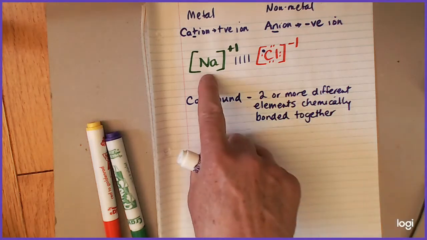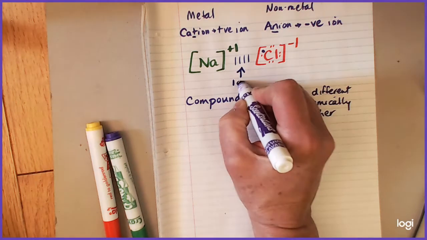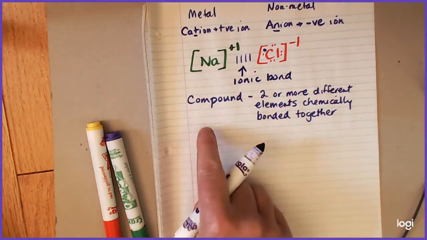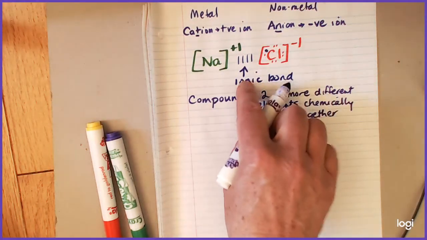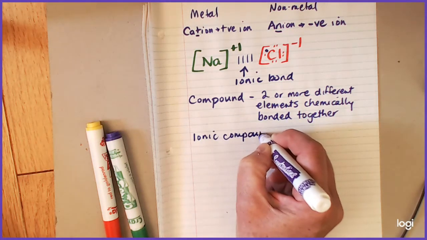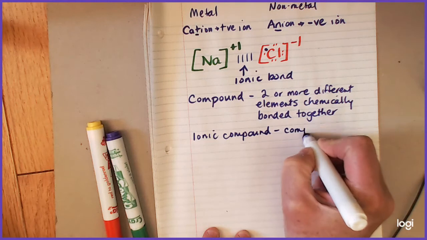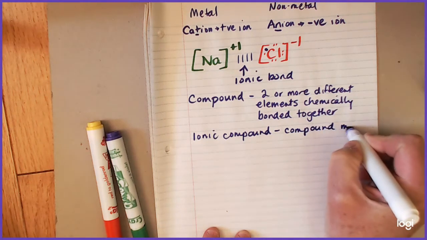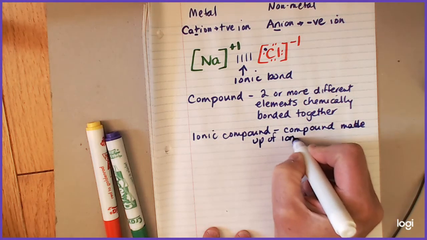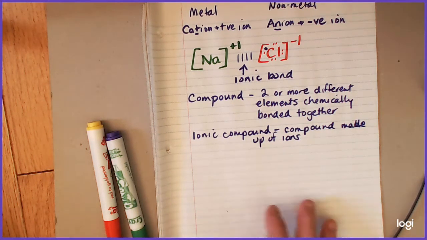Now, because we've got two ions that are chemically bonded together, this is called an ionic bond. Because we've got these two ions together, we would say that this particular thing that we formed here is going to be an ionic compound. So an ionic compound is a compound that forms between two ions, a compound made up of ions. So we have a positive and negative ion that are chemically attracted to each other in this ionic bond here.